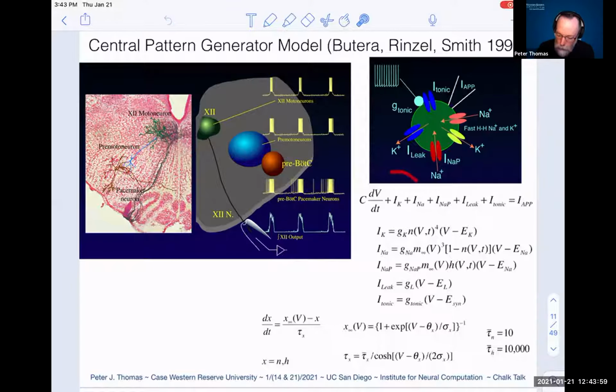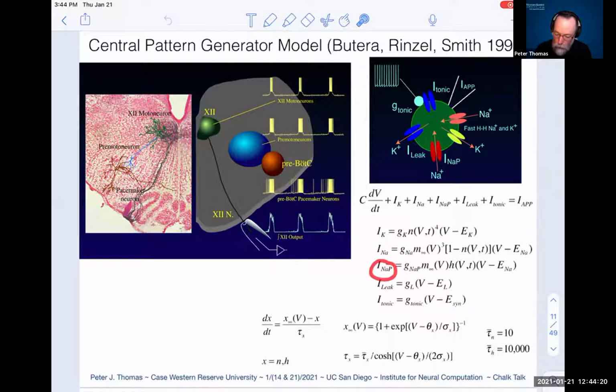But okay, so it's a standard conductance-based model. This is the so-called Butera-Rinzel-Smith model. There's a standard sort of inwardly rectifying potassium current like you would see in Hodgkin-Huxley, a fast sodium current like you would see in Hodgkin and Huxley, a leak current. And then there's two additional currents.